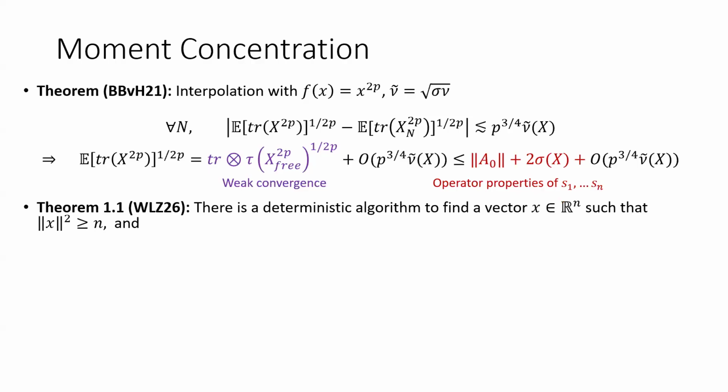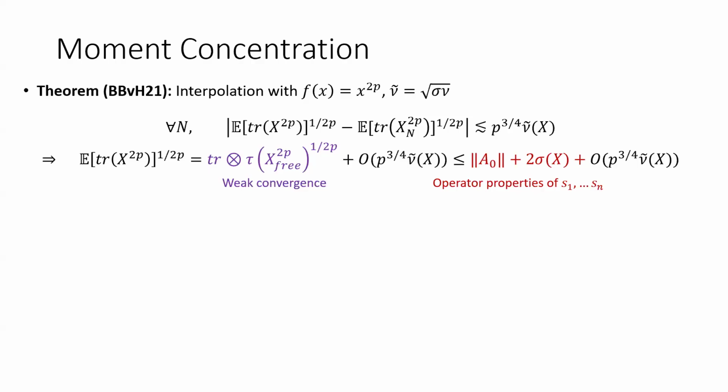And then by using the properties of x-free, you can bound the operator. You can bound the p norm of this operator by the infinity norm, and then bound that by 2 sigma x. This is how you can bound the expected moments of the original matrix by 2 sigma x. So step 1 is based on weak convergence. Step 2 is based on some abstract operator theoretic properties. The combination of these two steps gives you our sharp matrix concentration inequalities.